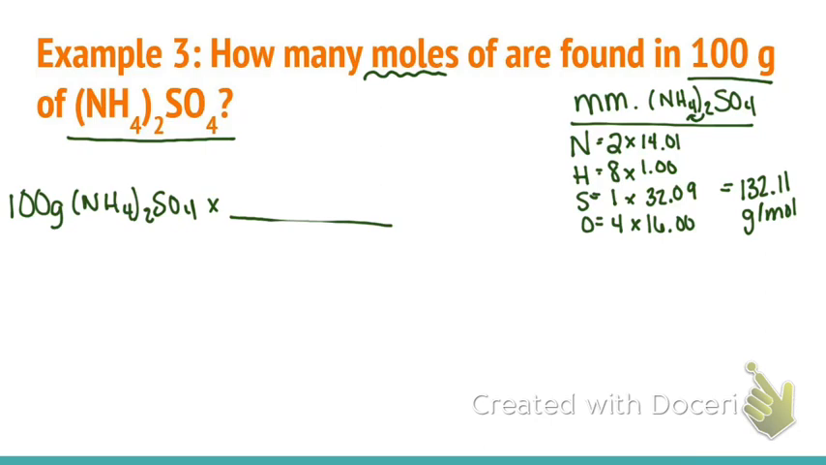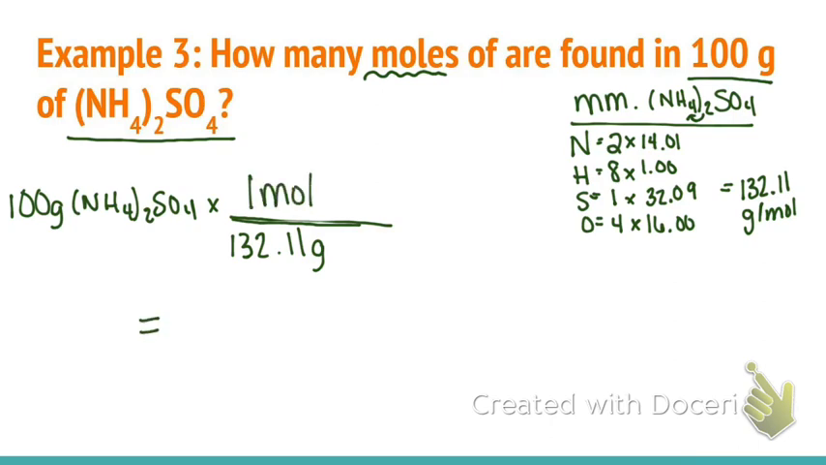Notice our given unit is grams. Therefore, grams needs to go in the bottom. So that 132.11 grams will be the bottom portion of the conversion factor. The top piece, again with molar mass, it's always the mole, and it's always 1 mole of it.